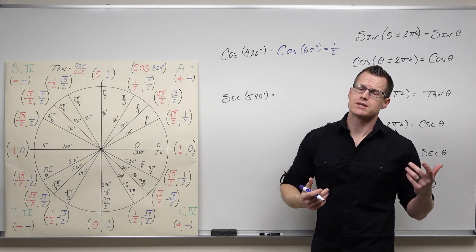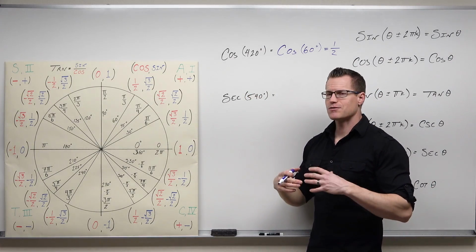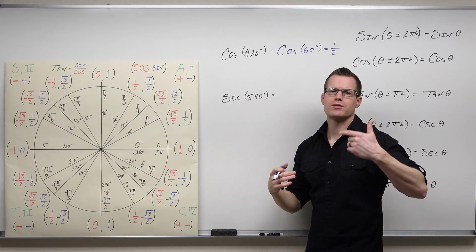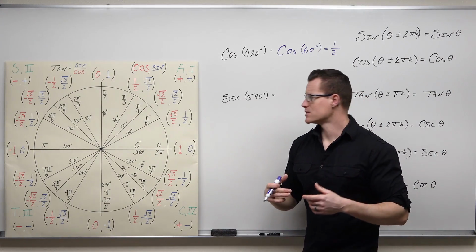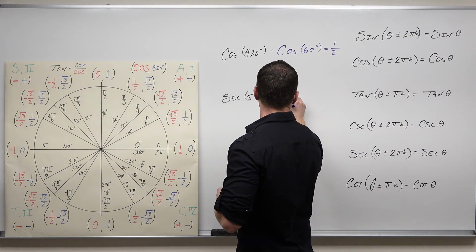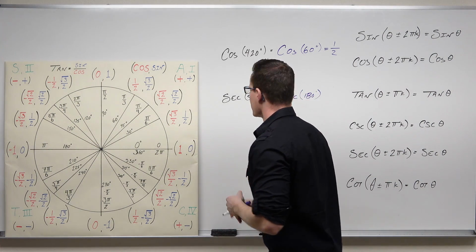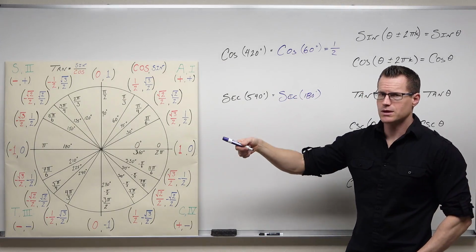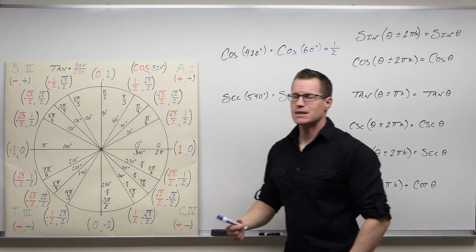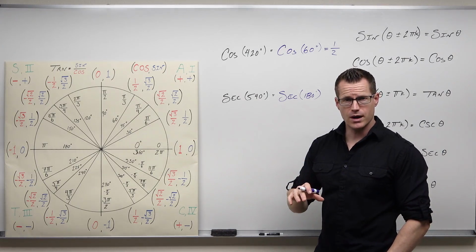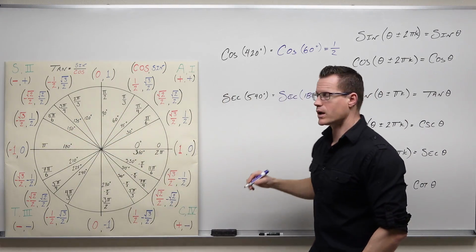The same thing works with secant, actually. Secant has a period of 2 pi. So if we take 540 degrees, which is more than 360, more than on our unit circle right now, let's subtract 360. So secant of 180 degrees, just subtracting 360, is going to give the same output. Now secant is 1 over x. It's 1 over cosine, so 1 over x gives us -1.